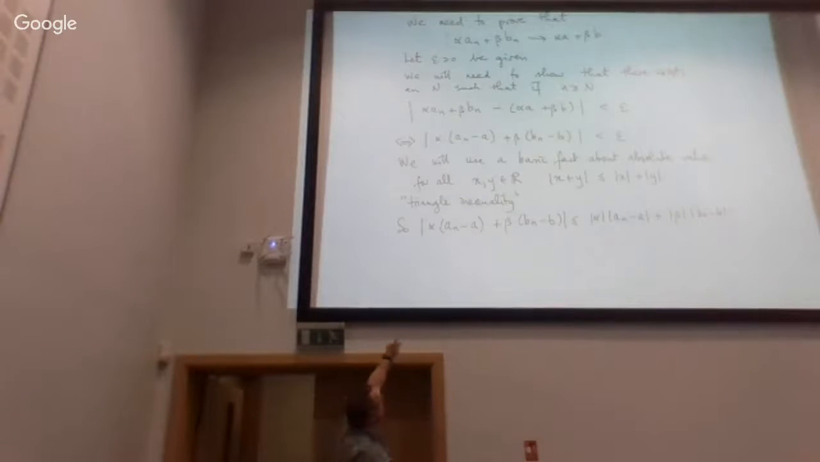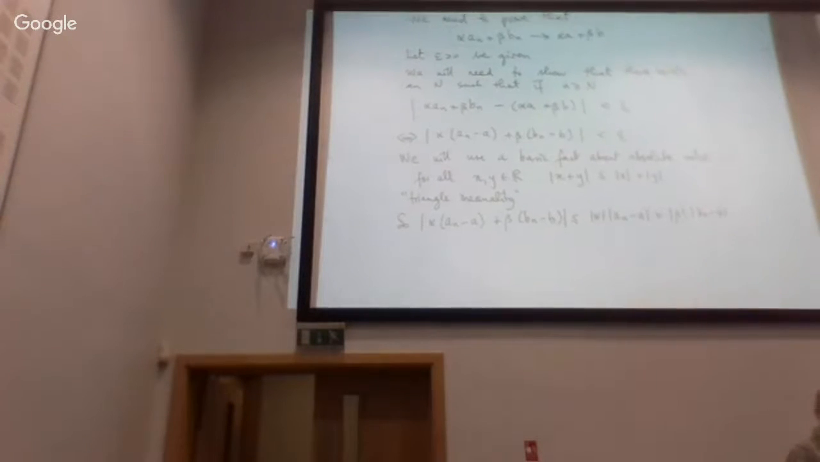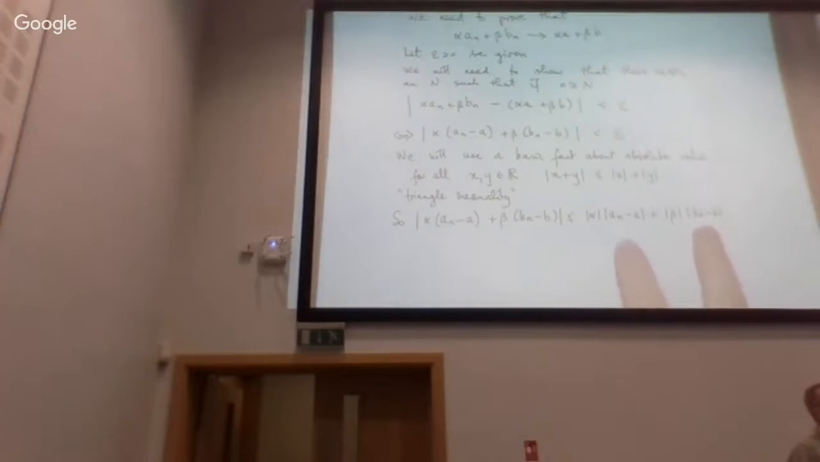I'm splitting this up using the triangle inequality. So now I'm trying to control the size of this absolute value on the left. If I can make the combination on the right less than epsilon, then I'll know that the absolute value on the left has to be less than epsilon, because it is no bigger than this combination on the right. And I can control the size of these two quantities here, an minus a and bn minus b. I can make those as small as I want because an is convergent to a, and bn is convergent to b.